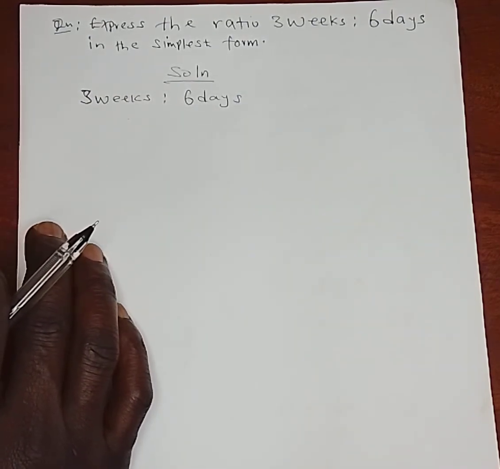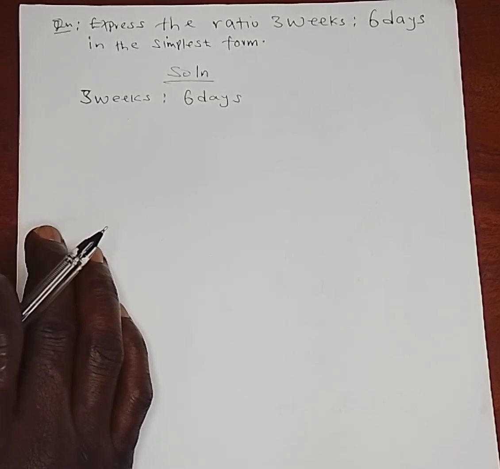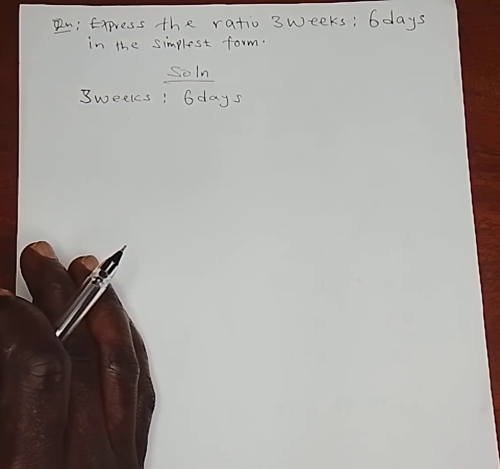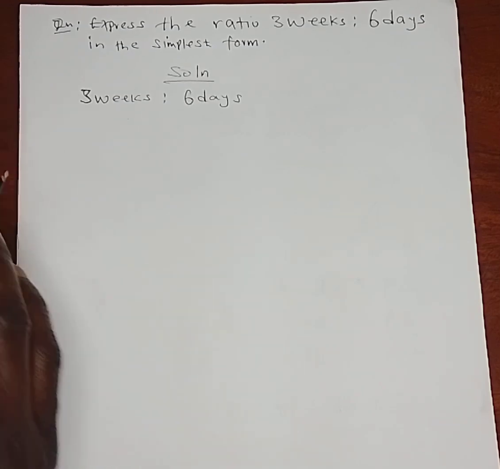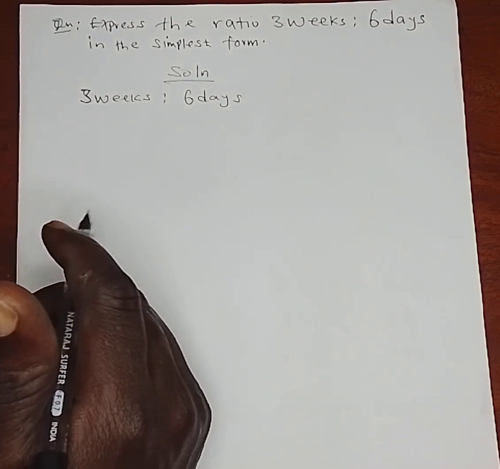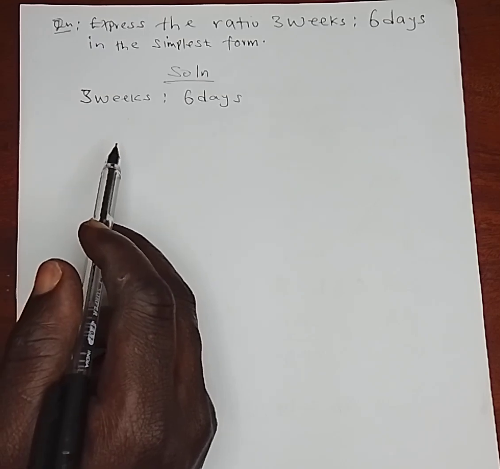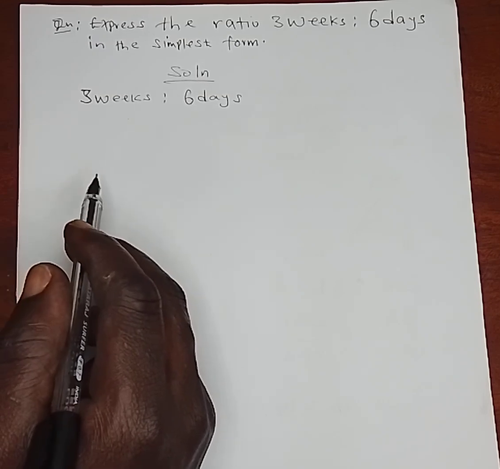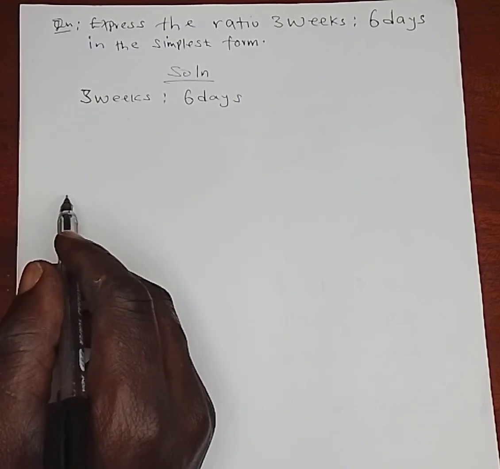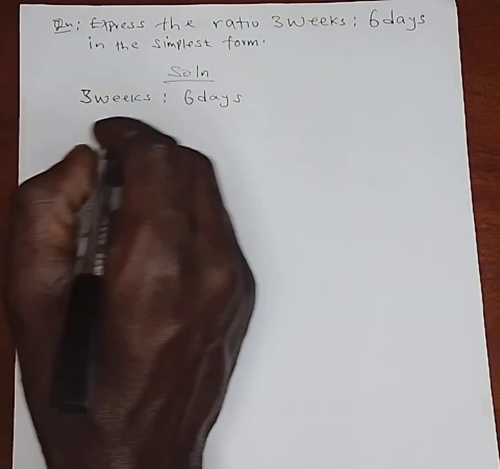Now what are you going to do with this type of equation? How are you going to simplify it in the simplest form? Because we are told to express it in the simplest form. So we have 3 weeks and 6 days as a ratio. Now we are told to get it in its simplest form. So what are we going to do? The first thing you need to know is that this is 3 weeks. Now in 1 week we have how many days?